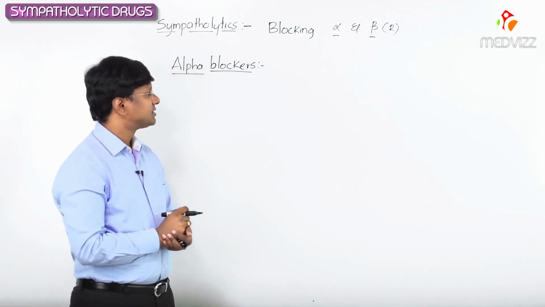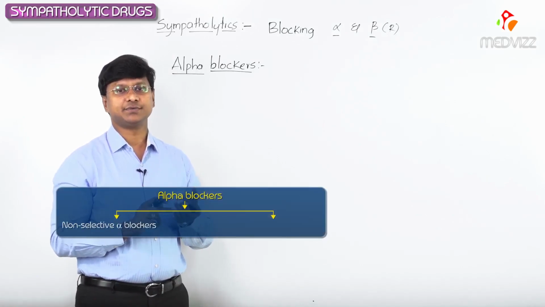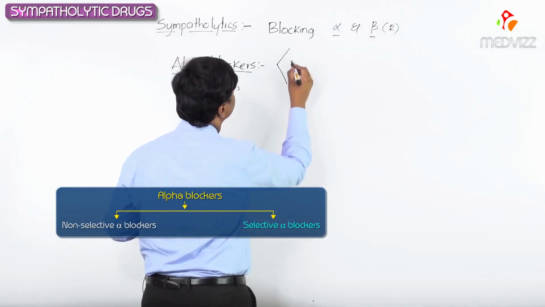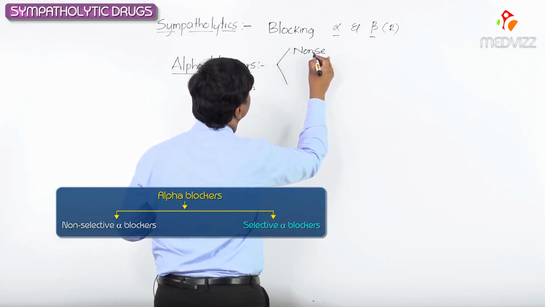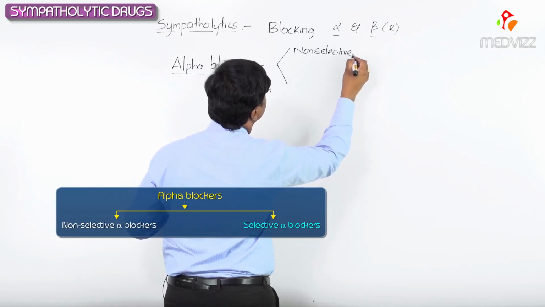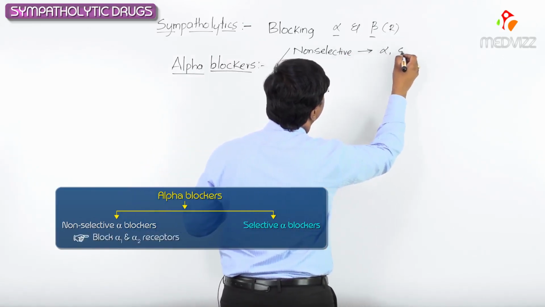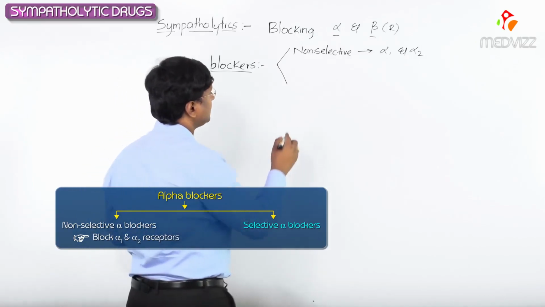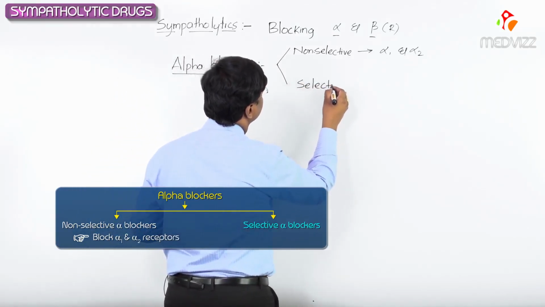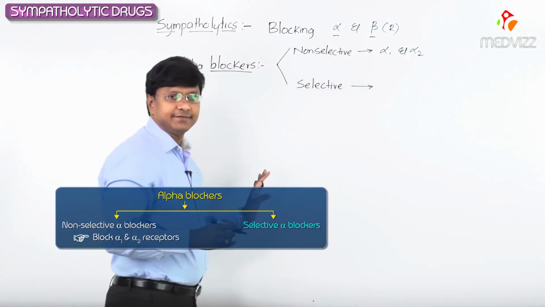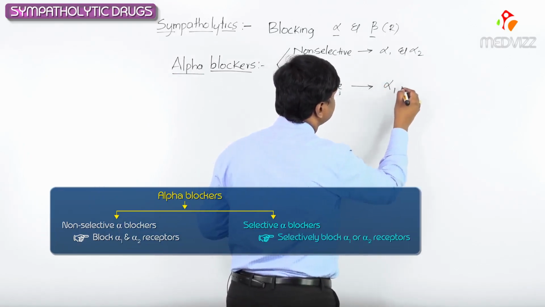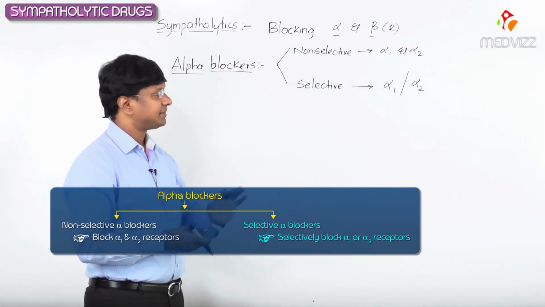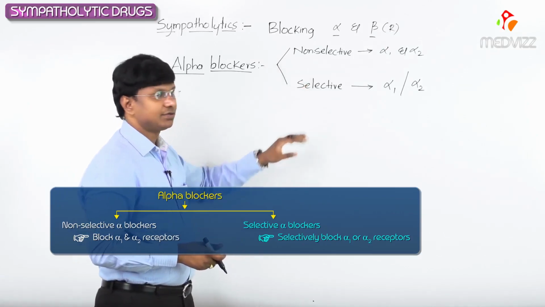If you see these alpha blockers, we classify them into non-selective alpha blockers and selective alpha blockers. Non-selective alpha blockers are those which block both alpha 1 and alpha 2 receptors. Whereas the selective alpha blockers selectively block either alpha 1 or alpha 2 receptors. I'll discuss both of them, the non-selective blockers and the selective blockers.